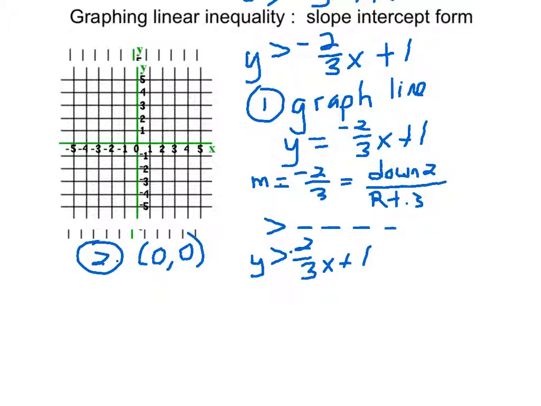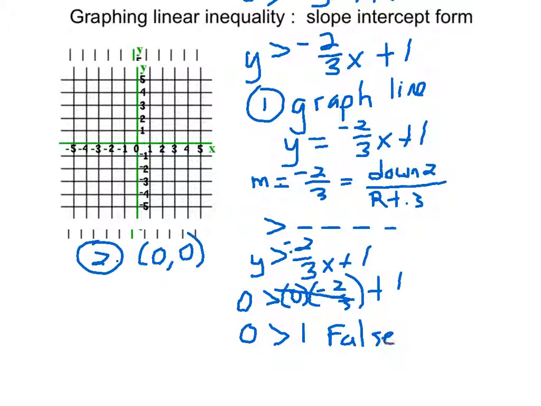Alright, so when I plug in 0 for x and 0 for y, I get this. 0 greater than, oops, I forgot the negative sign. 0 times negative 2/3 plus 1. That all goes to 0. Okay, is 0 greater than 1? No, 0 is not. So I'm going to write false.